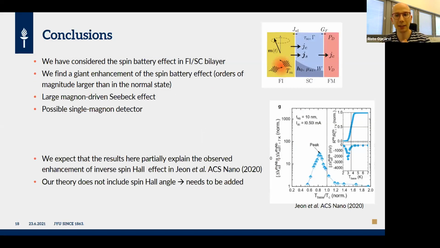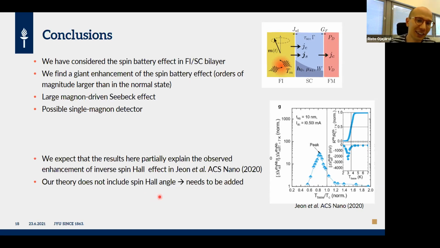Okay, and here is my conclusion. So we have considered the spin battery effect in the ferromagnetic insulator superconductor bilayer and find a giant enhancement of the spin battery effect, and also this large Seebeck effect. And I give our motivation for this project at the end.